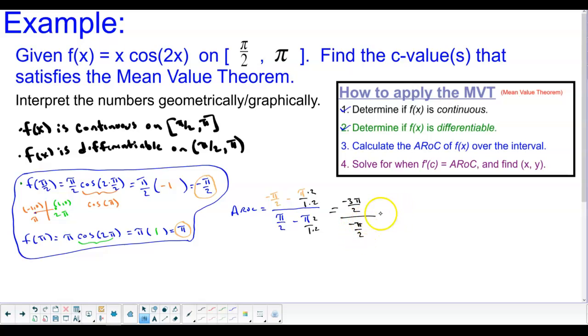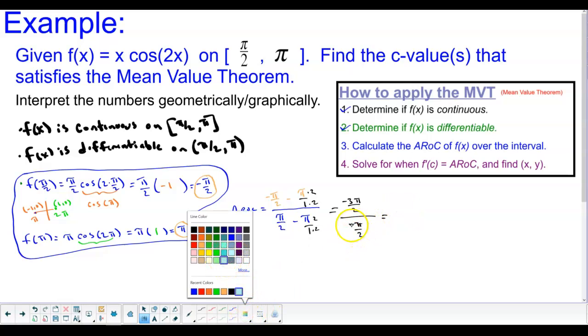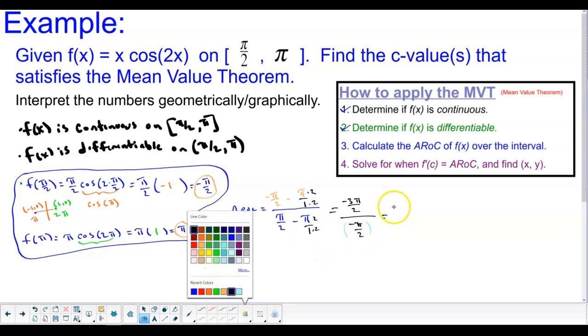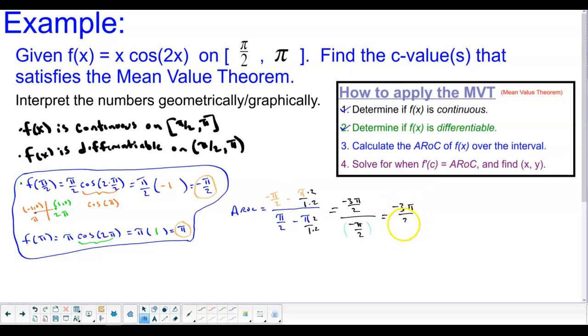And then we're stuck with that whole idea of a fraction divided by a fraction. So we don't love that. We're going to multiply by the reciprocal instead. So let's multiply by the reciprocal here of 2 over -pi. And you'll see that something very nicely happens. The 2's reduce out, the pi's reduce out, and a negative divided by a negative turns into a positive, and all that's left over is 3. So my average rate of change is equal to 3.